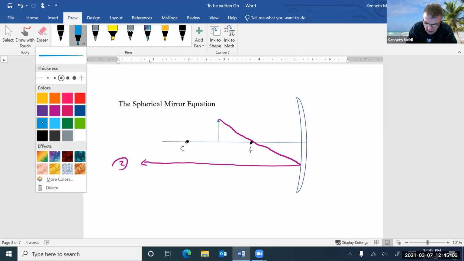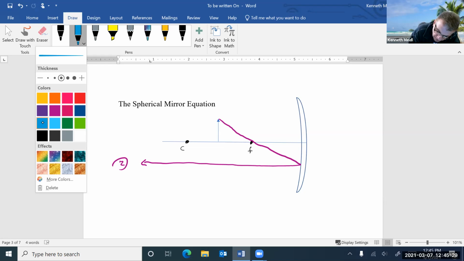But the 3 principal rays are all essentially just the law of reflection. So it prevents us from having to draw a normal line, measure the incident angle, and then copy that on the other side of the normal line and call that the reflected angle. So these are just quick little rules of thumb.